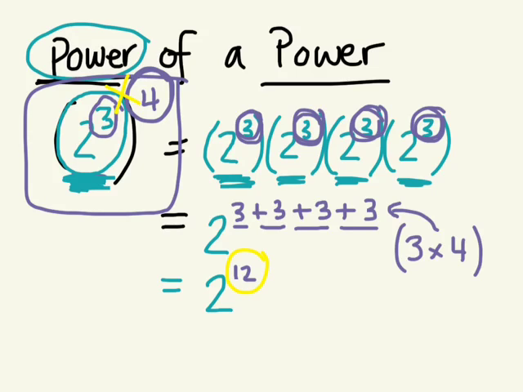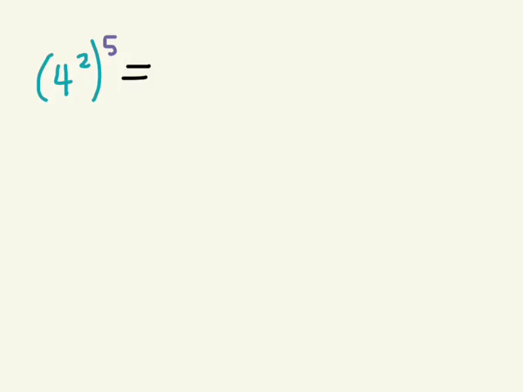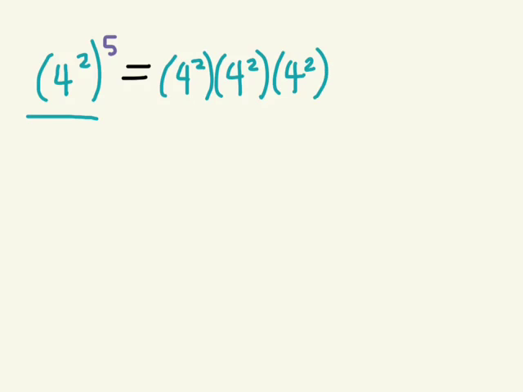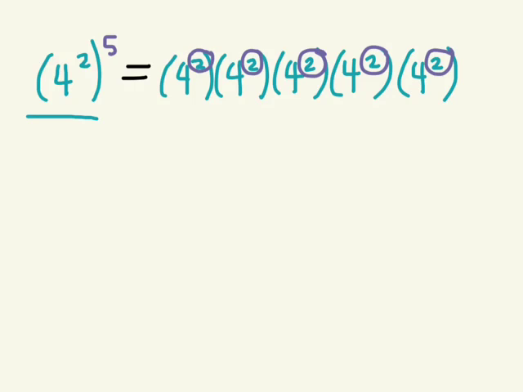Okay, let's try another one. Let's see if it works again. Okay, so in this example, we have 4 to the power of 2 to the power of 5. What am I going to do to write this as repeated multiplication? Good. We're going to write 4 to the power of 2 5 times. 1, 2, 3, 4, 5. How many times am I writing 4 to the power of 2? 5 times. So, again, this now turns into multiplying powers, right?